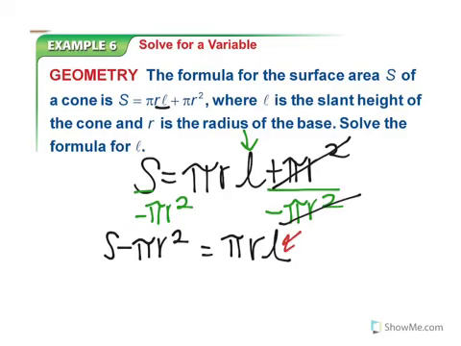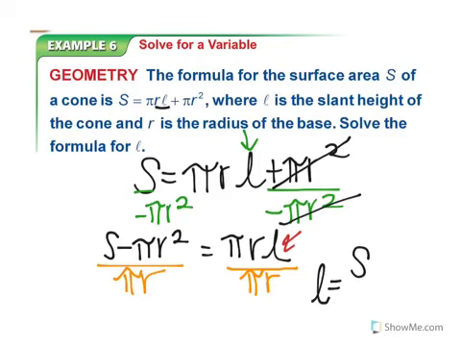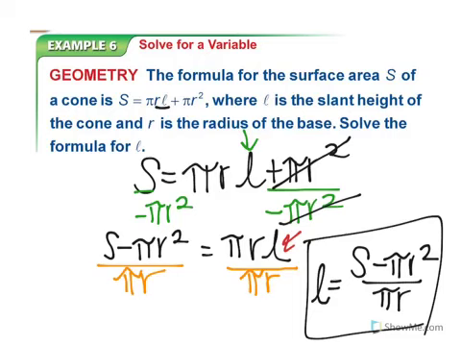Alright, so now we have one last step. We want L by itself. Okay, so we see that L is multiplied by pi and r. Well, the opposite of multiplying is dividing, so I'm going to divide by everything that's not L. So divide by pi r, and what I do to one side I have to do to the other. Divide by pi r, and so my answer is cursive L is equal to big S minus pi r squared over pi times r, and that's my answer. This will be your last question for you to try.